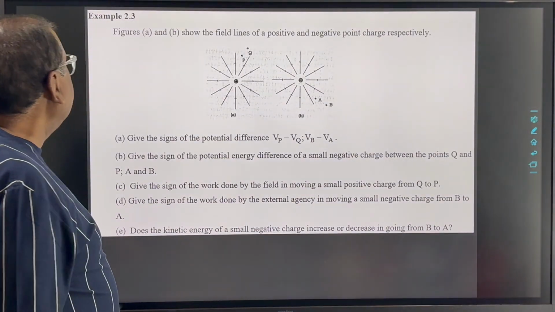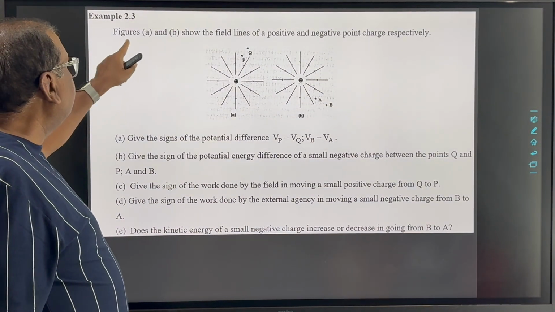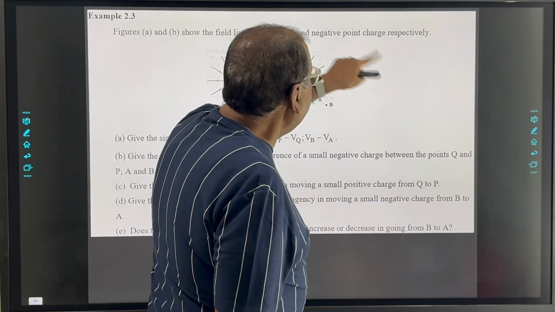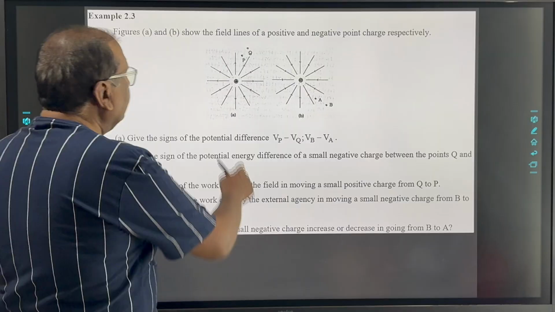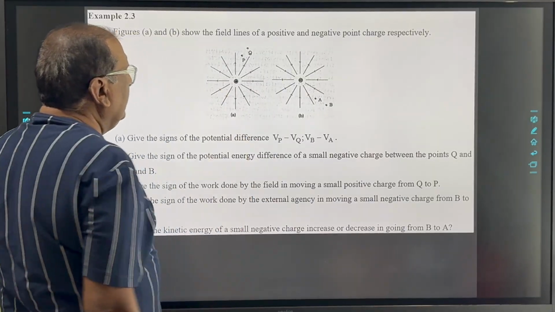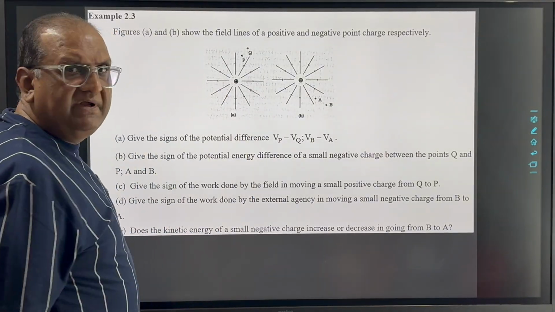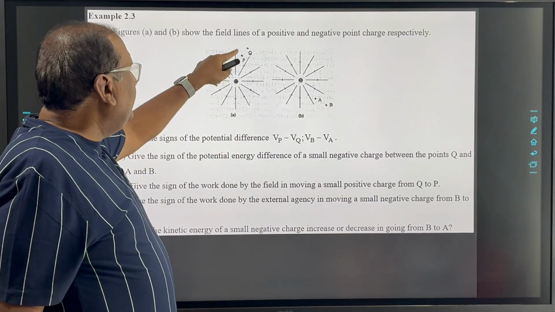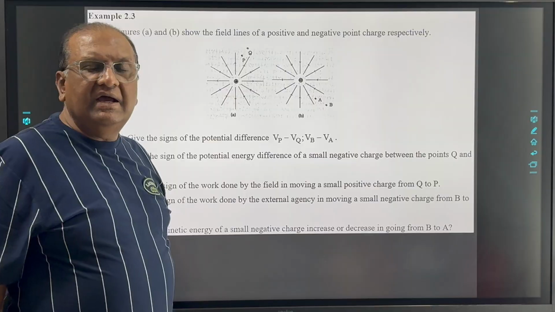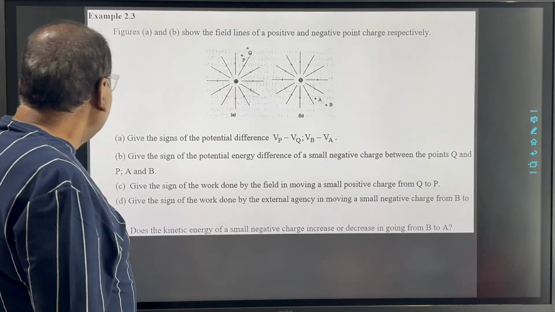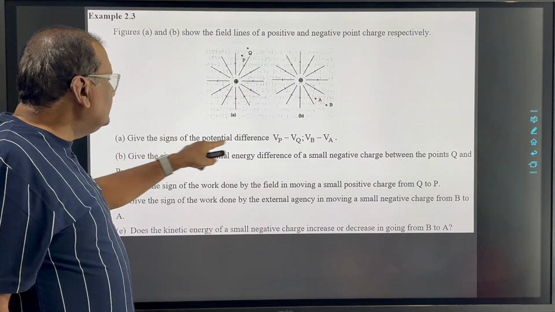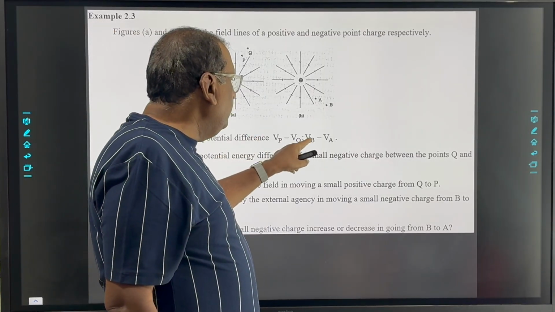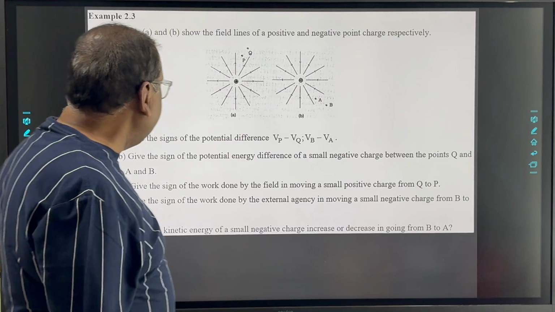Now, example 2.3. Figures A and B show the field lines of a positive and negative point charge respectively. This figure shows the field lines of positive and negative charges, and in this field the points P, Q, A and B are represented. Now question A. Give the signs of the potential difference Vp minus Vq, Vb minus Va.